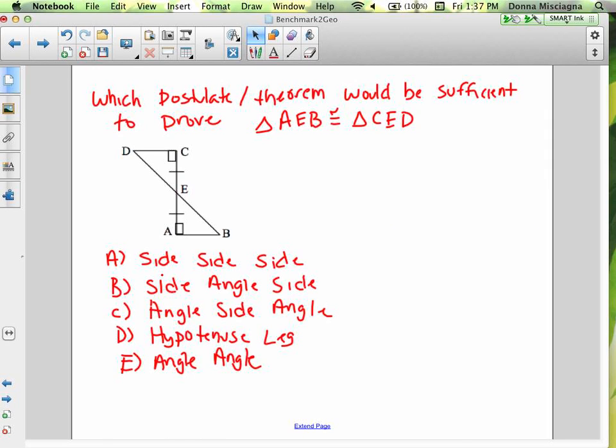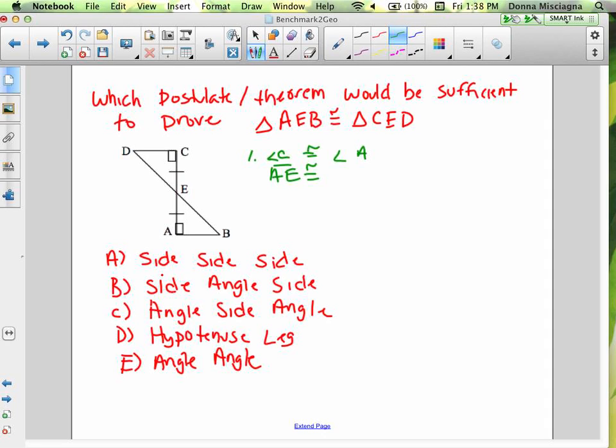So angle C is congruent to angle A. And we're given that side AE is congruent to CE. So these were given pieces of information.